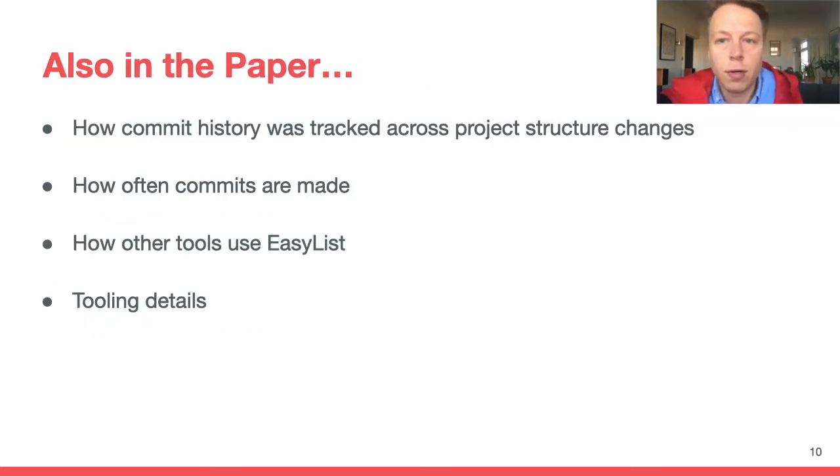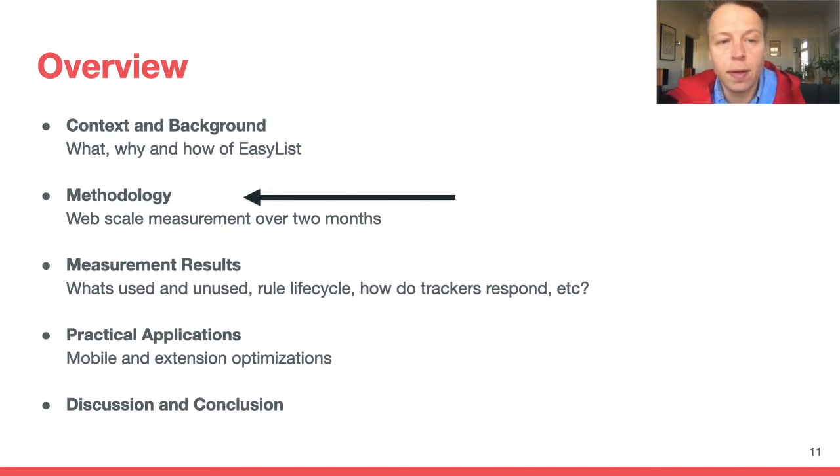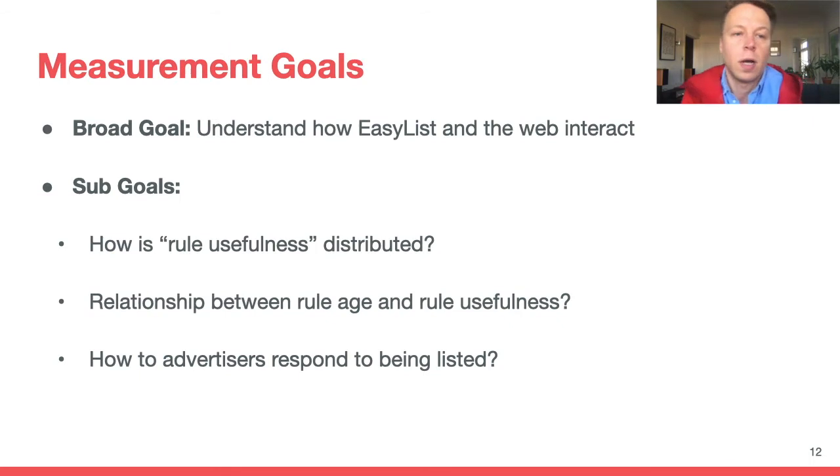Last, there's a number of other measurements or topics in the paper's background section that I just want to mention here, though I won't go into details. That's some details about how we measured the history of the project across its reorganizations and the tools we used for understanding EasyList. Those are all details provided in the paper. So that's a little bit about the background of EasyList, or how EasyList fits into the content filtering world in general. Now I'll talk a little bit about the methodology for the study in this paper.